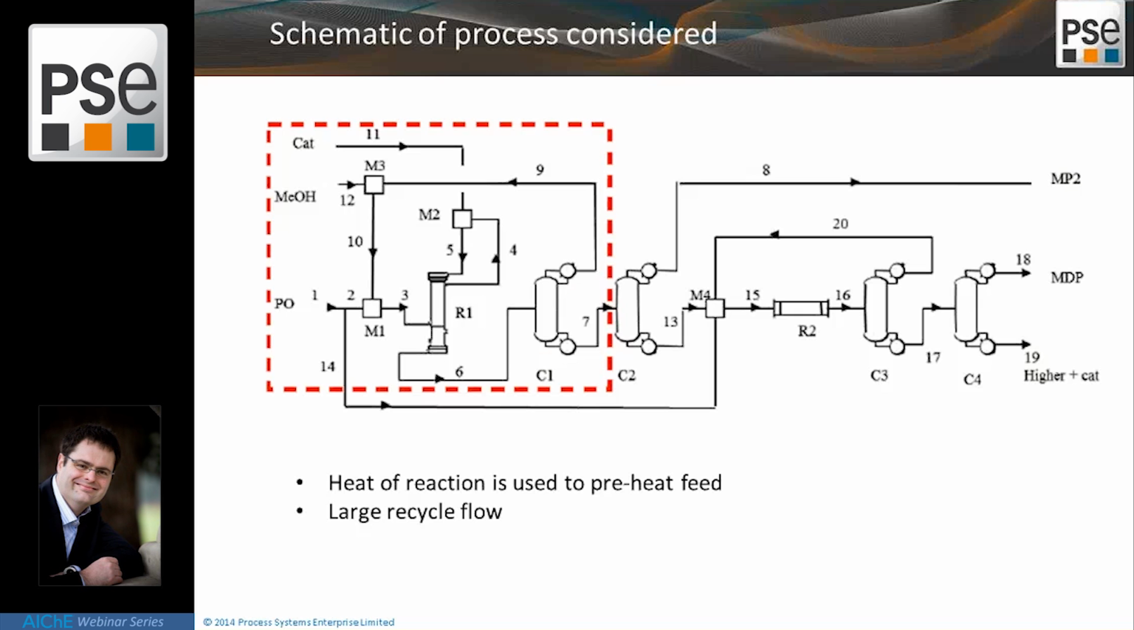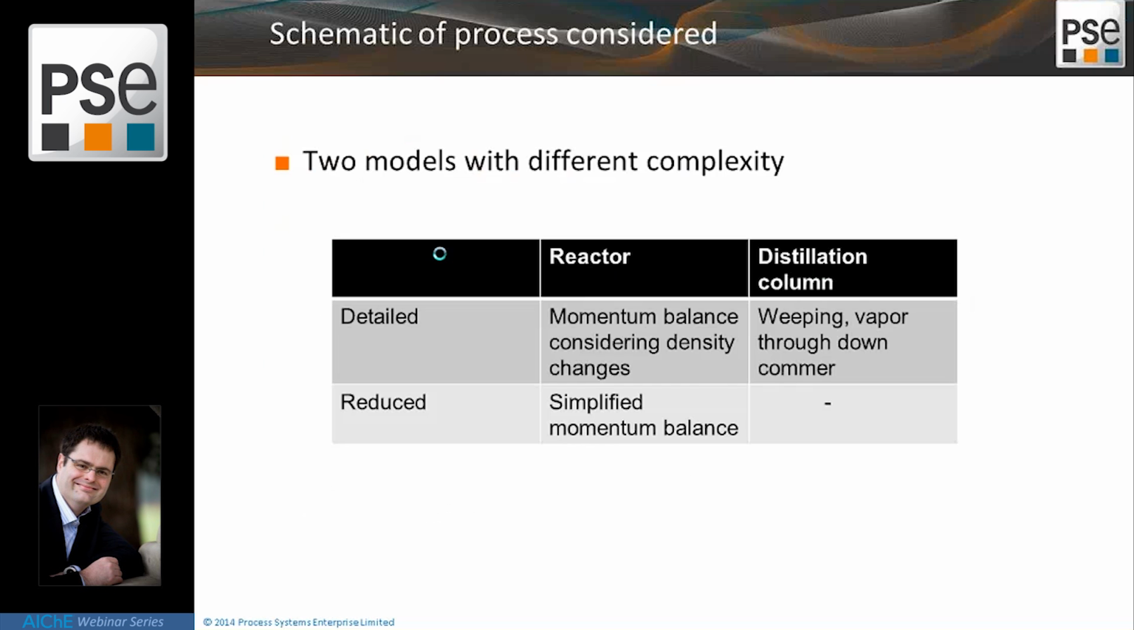The purity of methanol coming out of the top is more than 99.99%, so it's a high purity column. Now, to investigate the effect of the model complexity, I considered a detailed and a reduced model for the reactor and the distillation column, giving me 4 different combinations. So a detailed reactor and a detailed distillation column, detailed reactor, reduced distillation column, reduced reactor, detailed distillation column, etc.